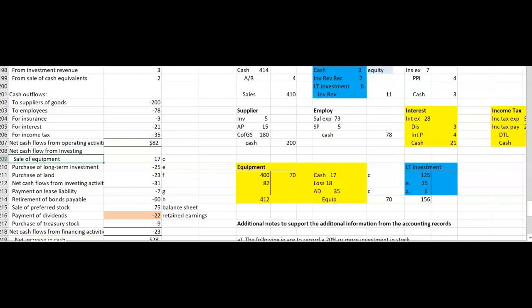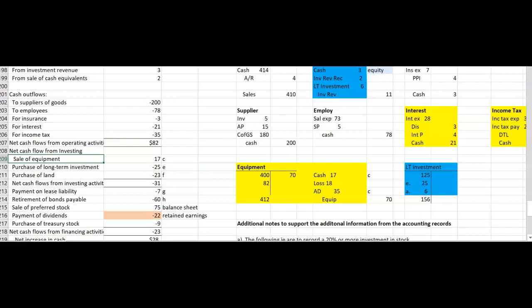So for interest, we're going to go to the income statement, and the entire interest expense is $28. And there's an interest payable. The interest payable was increased by $4. And the discount on notes payable was decreased by $3, so it's a credit. So the cash from interest outflows is subtracted at $21.